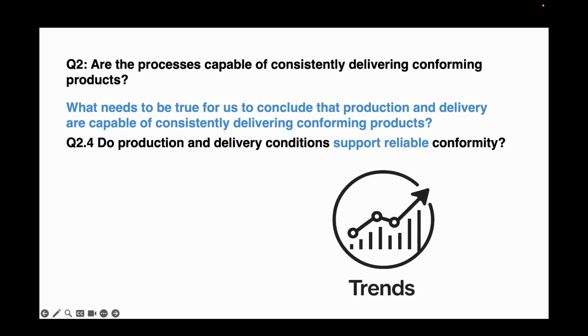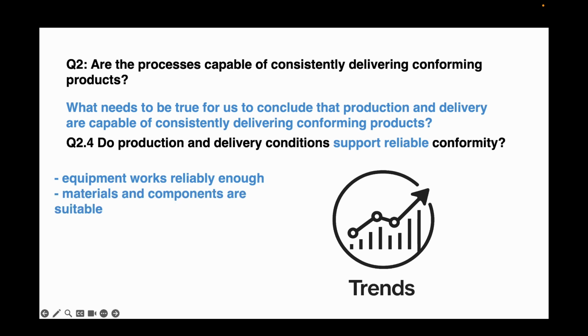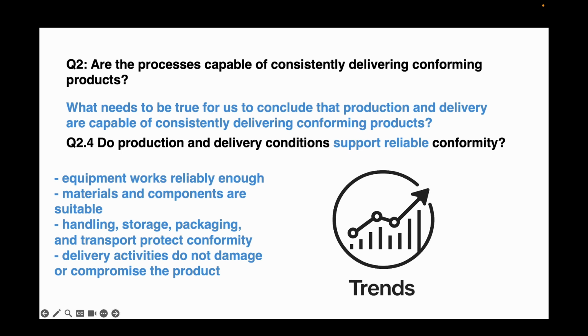Now, do production and delivery conditions support reliable conformity? So, what is helping or supporting these processes? Is it working? So what needs to be true? Equipment works reliably enough. Materials and components are suitable. Handling, storage, packaging, and transport protect conformity. And delivery activities do not damage or compromise the product.